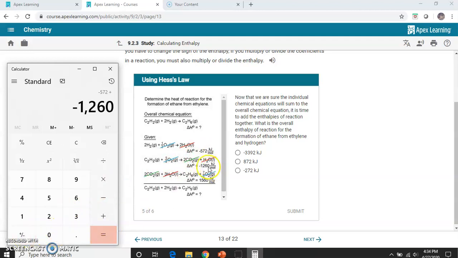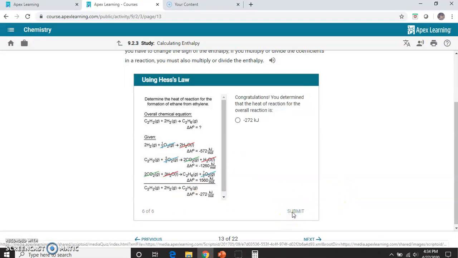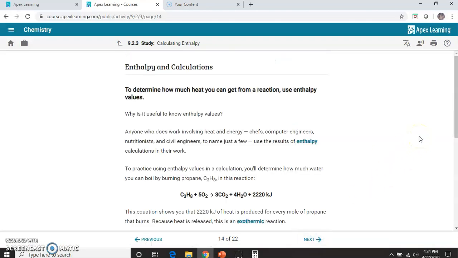negative 1,260, plus 1,560. Okay, so equals negative 272. Yeah, that's one of my answers. That's correct. Okay, and then congratulations, it's right. Great work. Okay, so we're ready to move on a little bit.